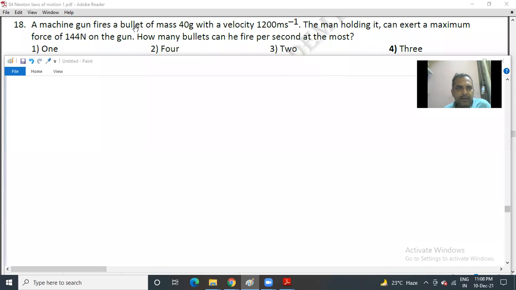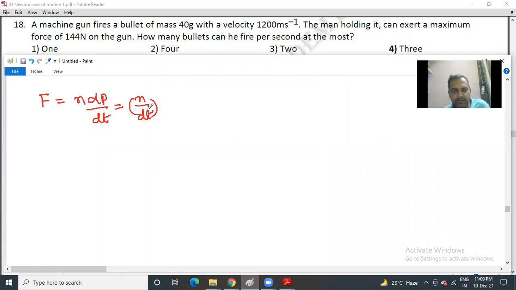A machine gun fires a bullet of mass 40 grams with a velocity of 1200 meter per second. The man holding it can exert a maximum force of 144 Newton on the gun. How many bullets can he fire per second at the most? If a gun fires n bullets, then the force required to hold the gun is dp by dt, where n by dt is the number of bullets per second.